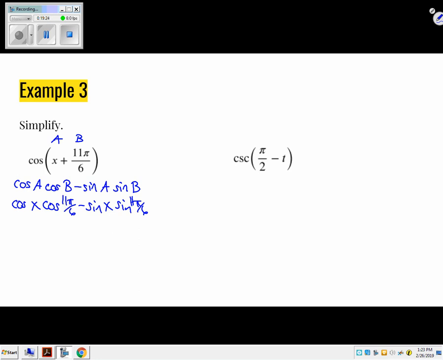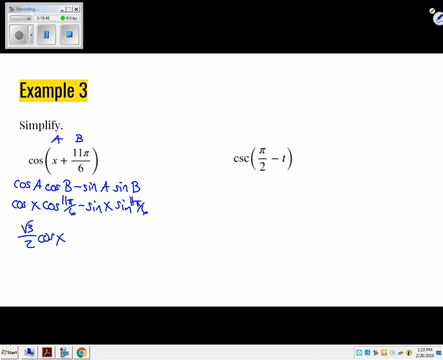All right, so cosine of 11 pi over 6. So we got cosine pi over 6, square root of 3 over 2. What quadrant are we in? We're in the fourth quadrant. So this is just going to be square root of 3 over 2 cosine x. Okay, can't do anything with that cosine x.